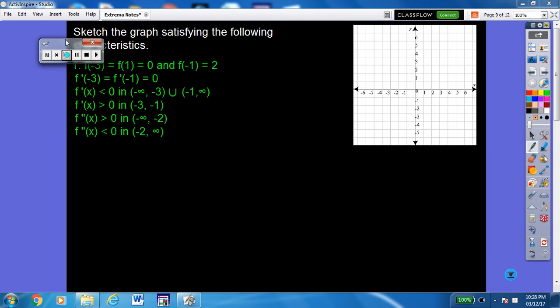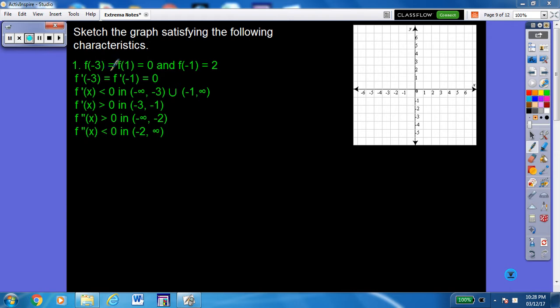Okay, so the purpose of this video is going to be to go over sketching graphs. We started this on Friday, but this is going to be a little bit more in depth. The first thing that I do is take a look at the characteristics that are given to me, and the first line you can tell are just coordinates.